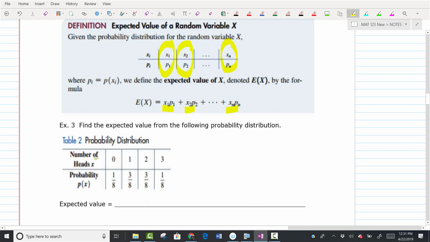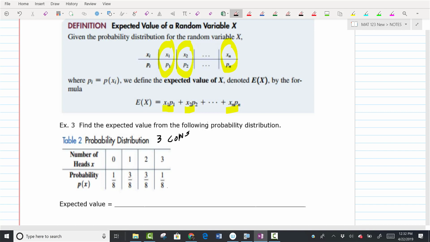So I'm going to do this probability distribution, and we already did this earlier in class. This is just the number of heads. Basically you're tossing 3 coins like we did earlier. The probability of getting no heads is 1/8. The probability of getting 1 head is 3/8. The probability of two heads is 3/8. The probability of all heads, 3 heads, is 1/8. So you would expect the answer to be somewhere in the middle.